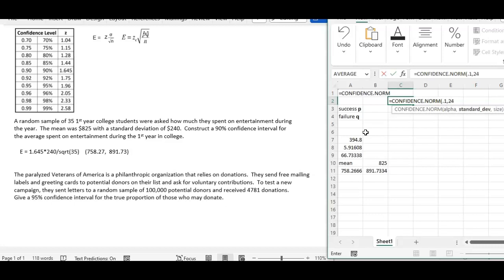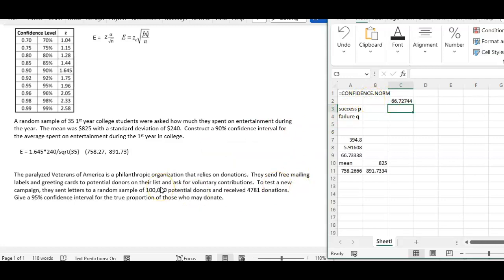My standard deviation is 240, and my sample size is 35. I'm going to hit enter, and you can see we get 66.73, slightly different, 66.727, but if we round it, 66.73, which is what we got here. 66.73 is our margin of error. So you can do it manually this way, or you can use CONFIDENCE.NORM.